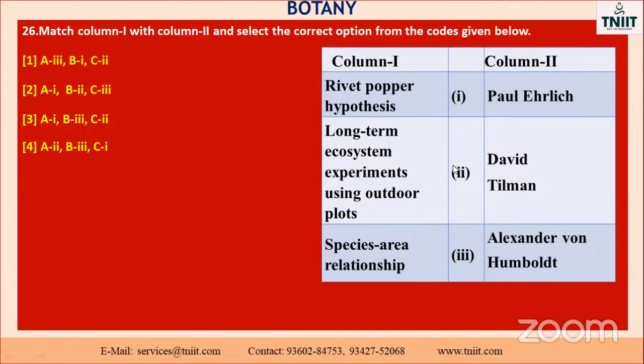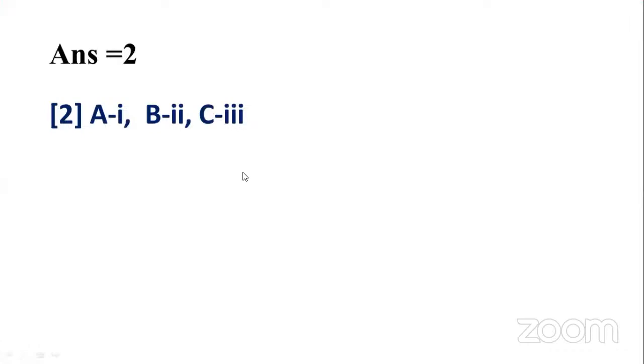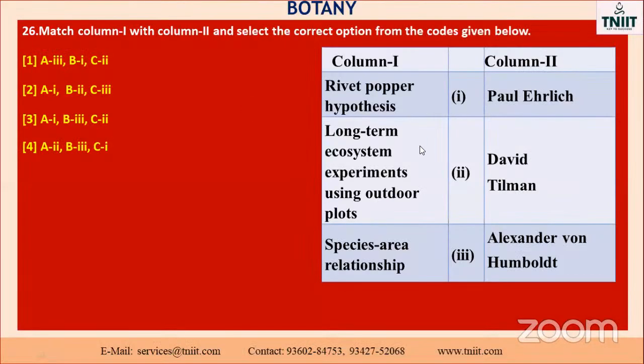Rivet-popper hypothesis. The rivet-popper hypothesis was given by, who is the name of the scientist? See that A1, B2, C3. So directly they have given the question and the answer also. Sometimes a question like this will be a direct question, and the answer is also given directly. Okay, my dear, they will ask questions like this, which means you have to know it to answer it.